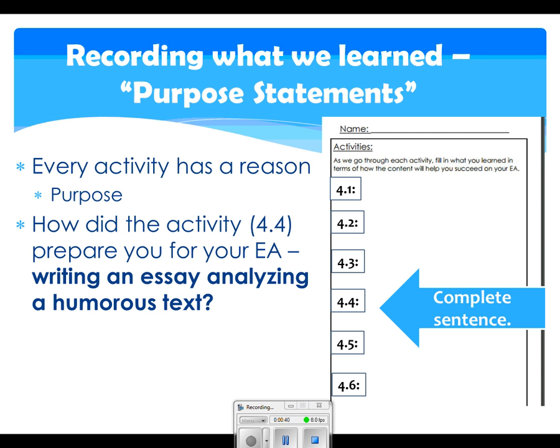So how is activity 4.4 of looking at anecdotes, both ones spoken aloud and ones that we read, preparing you to write an essay where you analyze a humorous text? Go ahead and write your purpose statement.